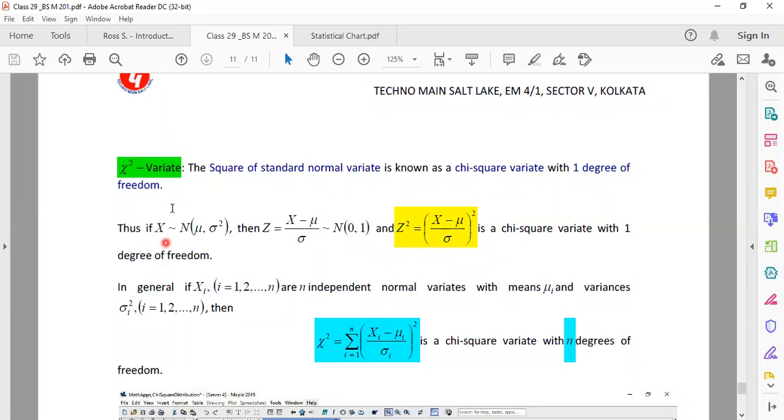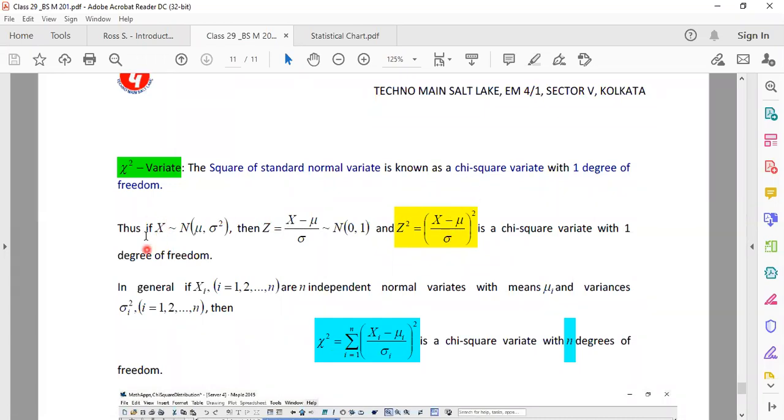This is a normal variate, capital X, which follows normal distribution with mean mu and variance sigma square. We can standardize this normal variate with the help of this rule, where I'm changing the origin to the mean point mu, and changing the scale with respect to the quantity sigma. Z is the standard normal variate following normal distribution with mean 0 and variance 1. Now, if I take the square of this normal variable, we get x minus mu by sigma whole square.